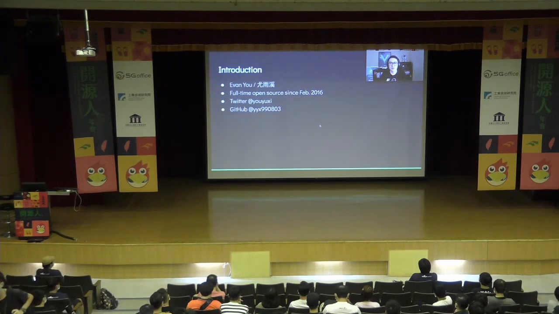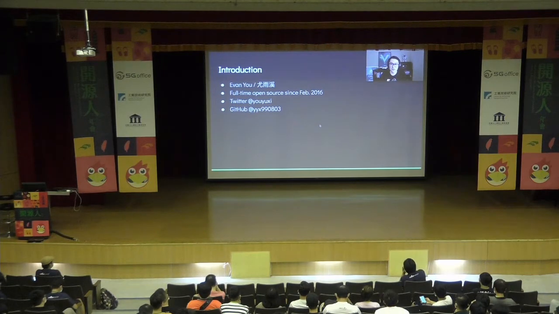So first of all, let me introduce myself. My name is Evan Yo. My Chinese name is You Yuxi. I was born in mainland China, but now I work and live in the United States. And I'm now a full-time open source developer. And I've been doing that since February 2016. So that's more than 4 years now. My Twitter handle is @YouYuxi, and my GitHub username is @YYX90803. It's probably easier if you just look for the Vue.js repository and you'll see all my commits there.